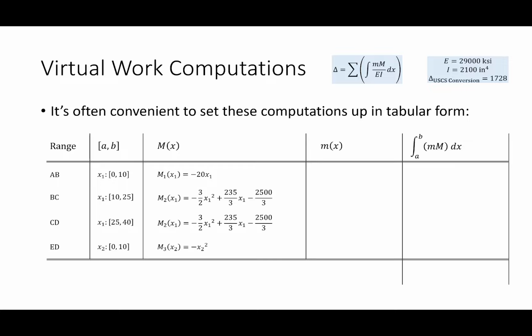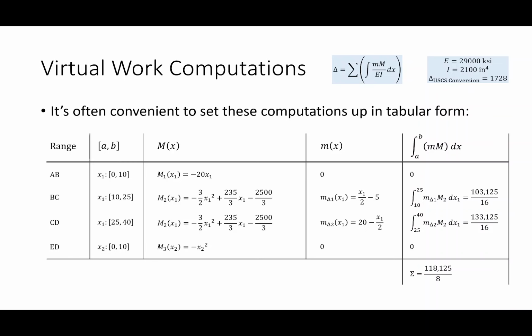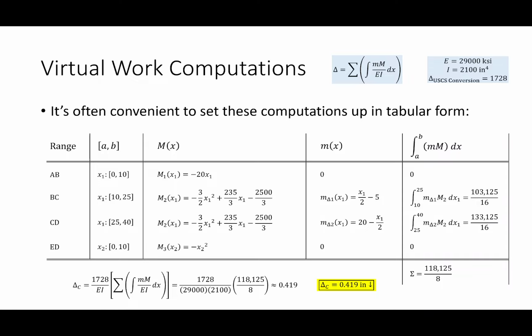Here's the real moment functions. Here's the virtual moment functions. Notice how a couple of them are 0, okay? So when I carry out the integrals, that's 0 and that's 0. For the 2 in the middle, if I integrate 10 to 25, 25 to 40, so I only have 2 to integrate. Sum that up, I get that. There's my answer. Does that make sense? And don't worry, I've got these slides on Blackboard for you.